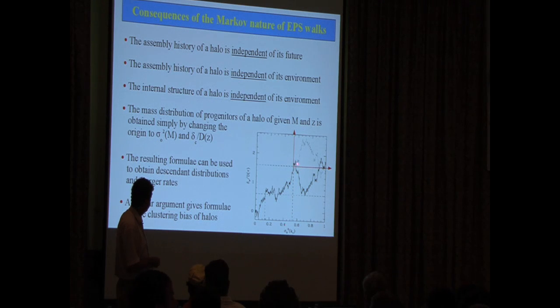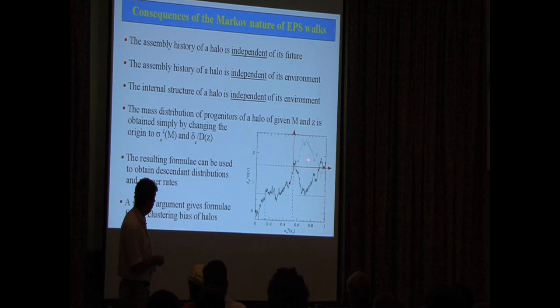So let's take, we have two halos here, right? This is the point where they diverged. They have different pasts. But these random walks to the right don't depend on what happens on the left because the process is Markov. It only depends on the fact that you cross at this point.